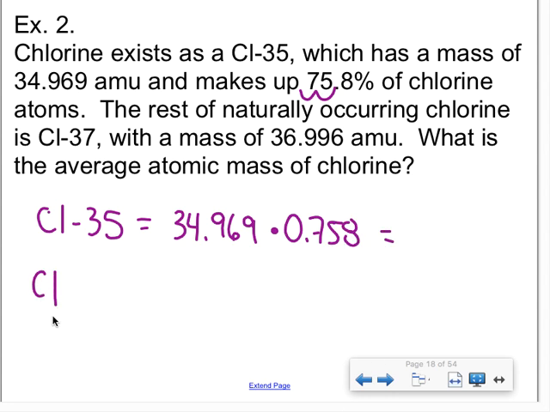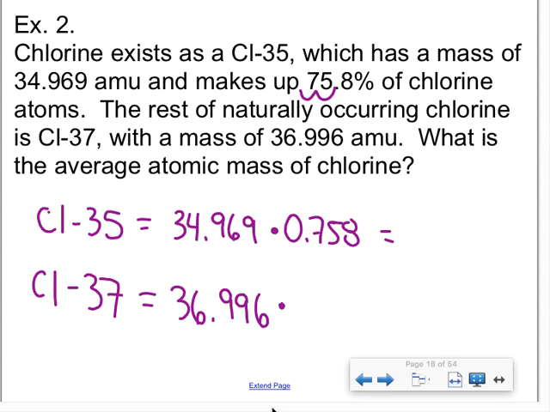You're so smart. Then they give me chlorine-37. It says the rest is naturally occurring chlorine-37 with a mass of 36.996. What's the weighted average atomic mass? And they don't give me the percent. How can I figure out the rest of the percent?